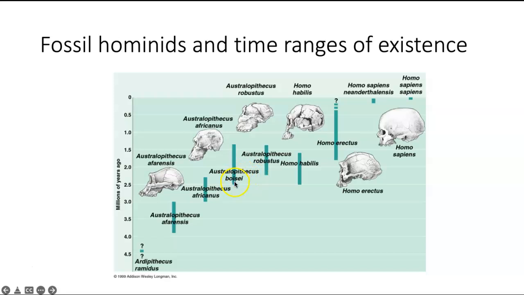And how big this bar is, that's basically telling you how long this species was around, based on the fossil evidence. For example, this one was around from about 3.9 million years ago to about 3.0 million years ago. This one was around from 3 million years ago to about 2.2 million years ago-ish. When we talk about some of these, not all their skulls are listed, but this gives you a good overview of some of these hominid fossils.